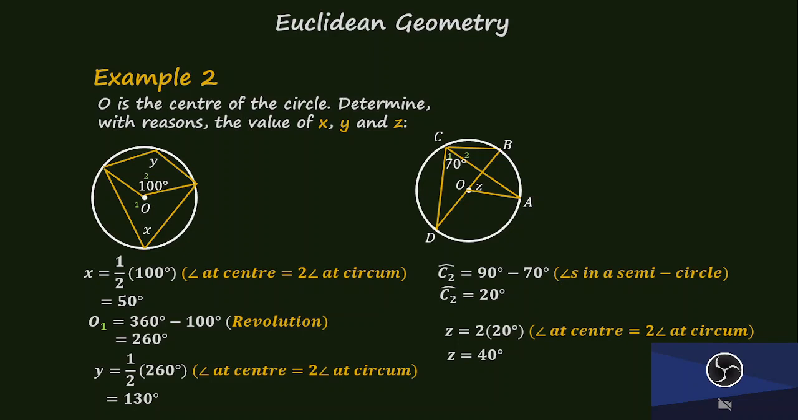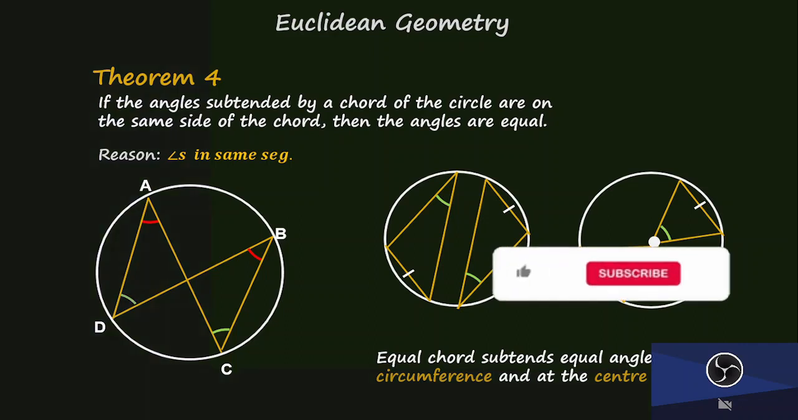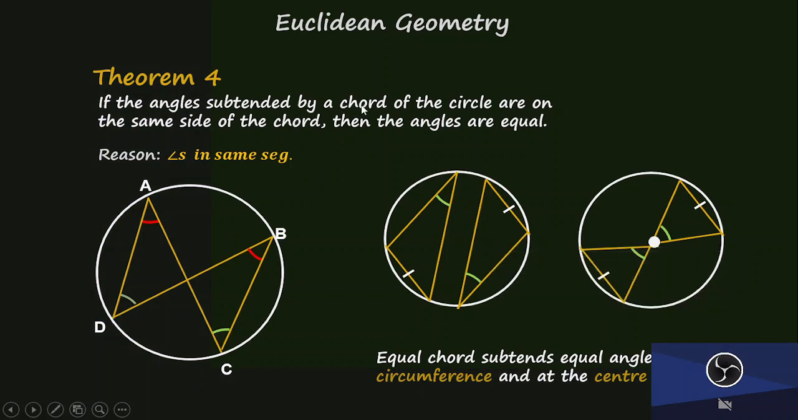Let us look at Theorem 4. Theorem 4 says, if the angles subtended by a chord of the circle are on the same side of the chord, then the angles are equal. We simplify this by saying angles in the same segment are equal. Let's say this is the chord. Normally, instead of the word chord, we could also use the word arc, right? We could say if the angles subtended by an arc of the circle are on the same side of the arc, then the angles are equal, right?